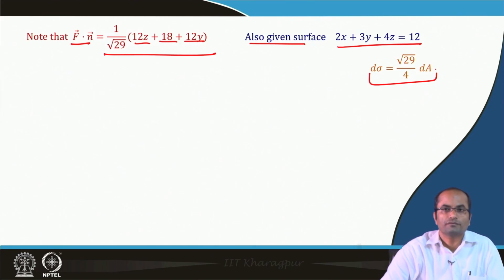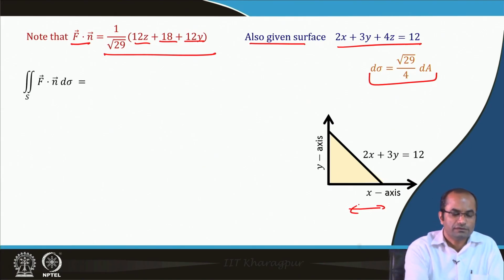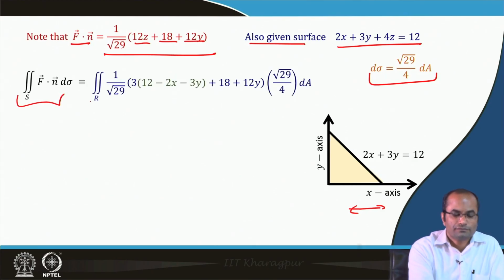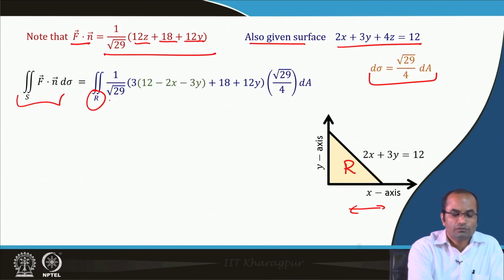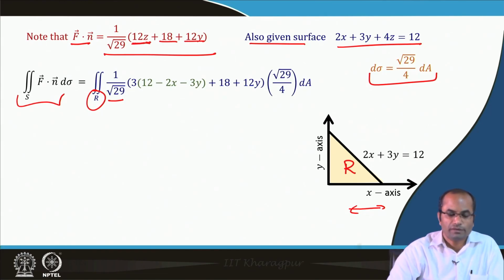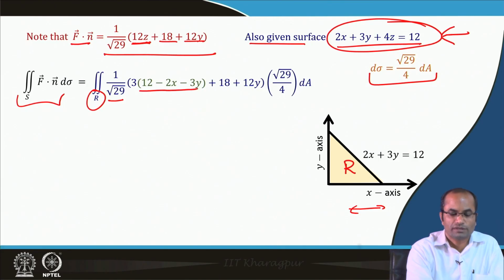So, we are ready now to compute this flux integral, and the domain also we have discussed, that this is the projected domain where we will be integrating a double integral. So, this surface integral over this R, the region given here, the projected one. So, we have 1 over square root 29, that is F dot n here, and 1 over 29. So, this 12z, because we are projecting in the xy plane, the z has to be replaced from the given surface. So, we have there this 4z as 12 minus 2x minus 3y, 12 minus 2x minus 3y.